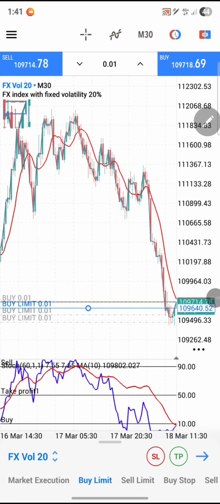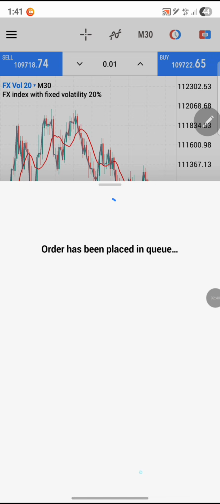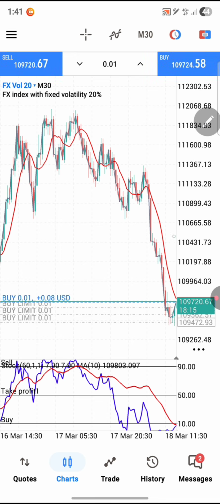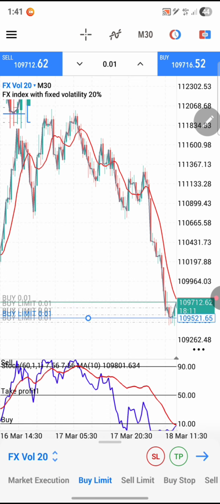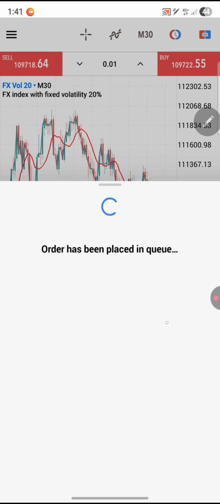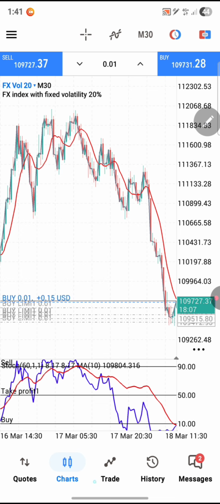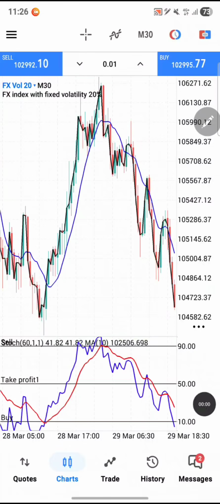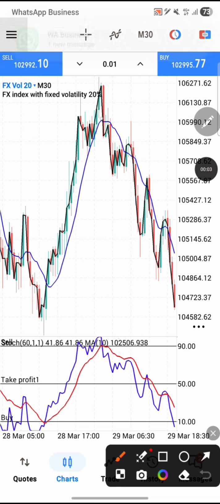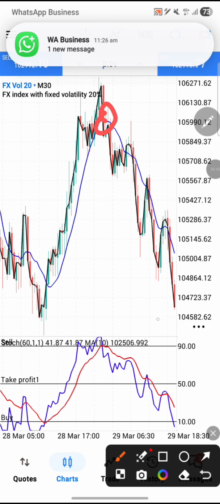And I like to also put pending orders so that I don't open all my positions at once, because if there is a retracement or a drop, it's going to cost my account a lot. So I like to open them in pending orders so that the market automatically opens buy positions when it gets to that point, and spread out my positions just to be on the safer side.